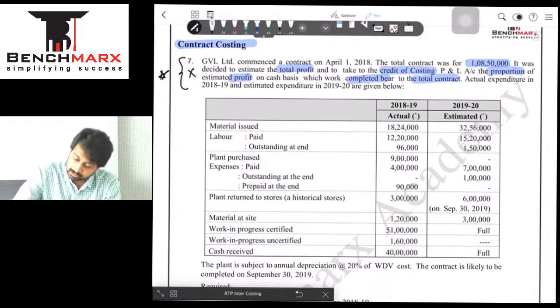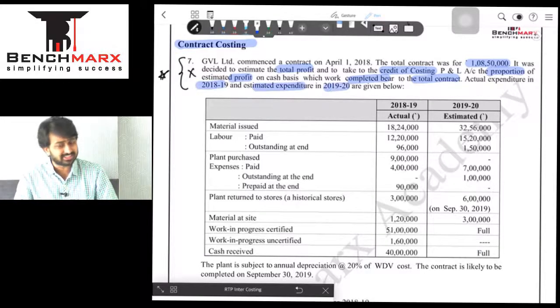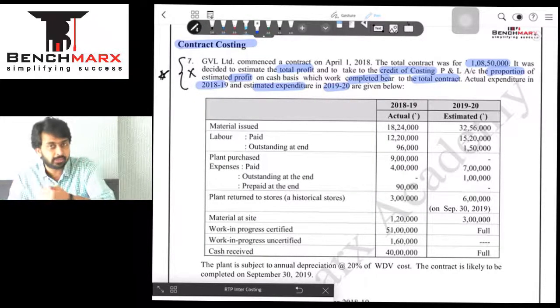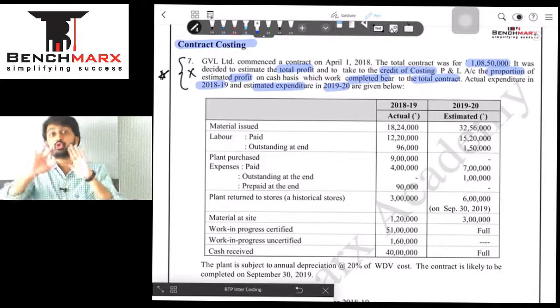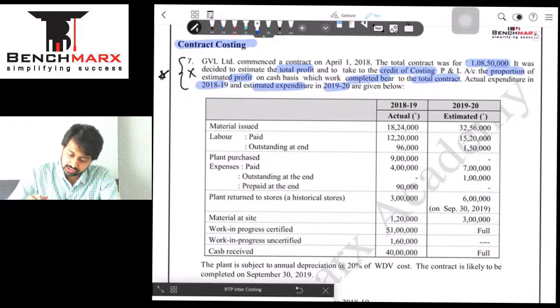आगे बढ़ेंगे. The actual expense in the year 1819, ठीक है, and the estimated expenditure in 1920 are given. So as I said, अपने को actuals दिया है 1819 का, and we are also being given the estimated income or expense of the year 1920. This will help us to find the total estimated profit from the contract. ठीक है, chalo, then let's read the data.